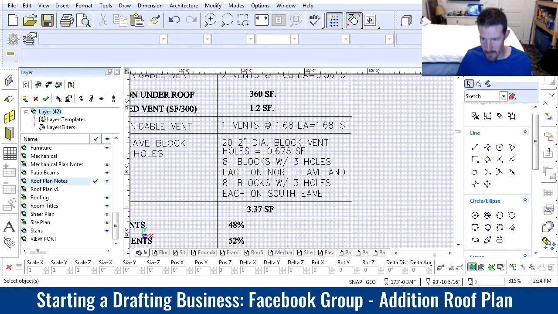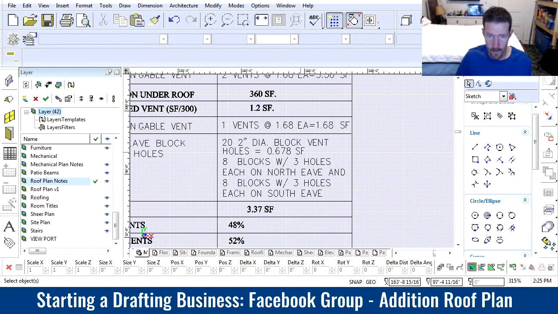So square inches to square feet, we're going to divide that by 12. Divide that by 12, and we get 0.39. So I have 0.39. I need more holes. That's basically what it comes down to.